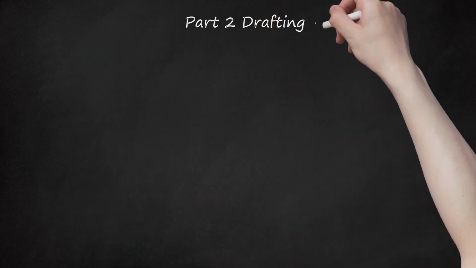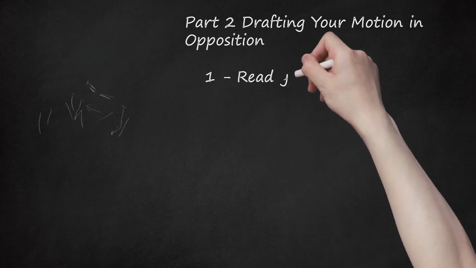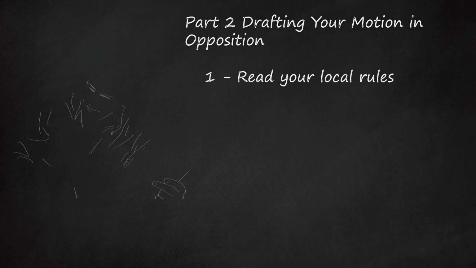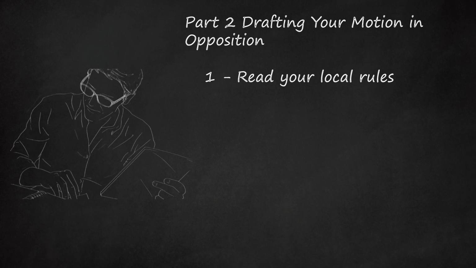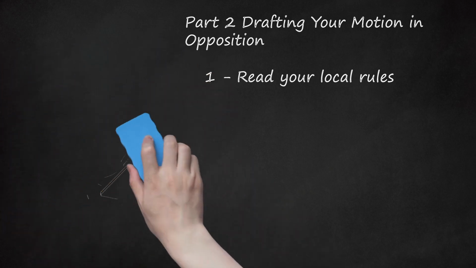Part 2. Drafting your motion in opposition. 1. Read your local rules. It might have been a while since your lawsuit ended. In that case, you should get another copy of the court's local rules and read them. They will contain helpful information about filing motions, including the content and format of the motion. You can get a copy by calling the judge's chambers or by looking on the court's website.